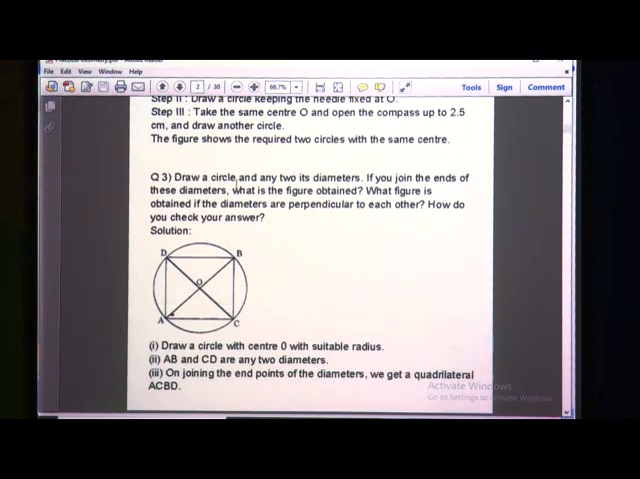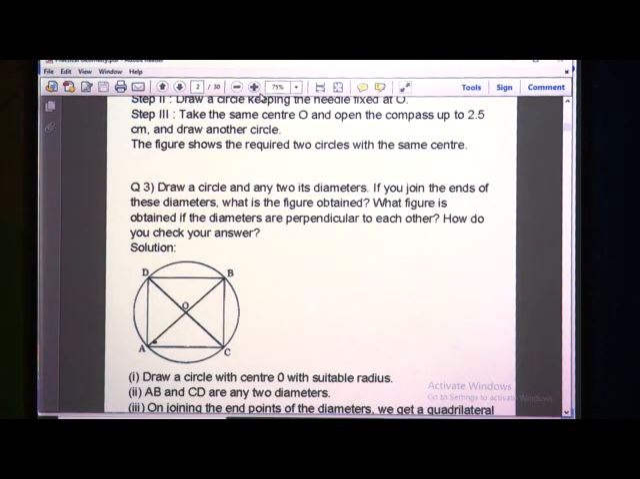Draw a circle and any two of its diameters. If you join the two ends of these diameters, what is the figure obtained? What figure is obtained if the diameters are perpendicular to each other? How do you check your answer? So, we have to draw a circle and join its two diameters, and we have to see what is the figure obtained.